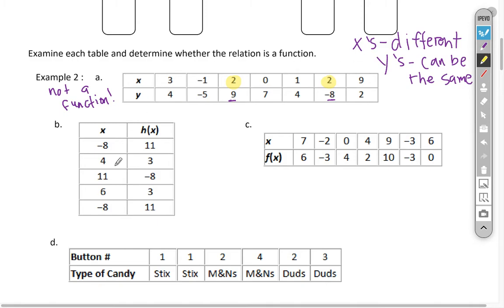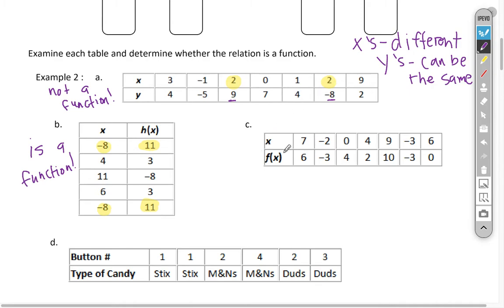Right, now let's look at B. Okay, well, we notice we've got -8, and we've also got -8 here. But it's the same point. So in this particular case, she's not cheating, right? She's dating the same guy. So this is a function. But here, she's dating 9 and she's dating -8, not a function, right?